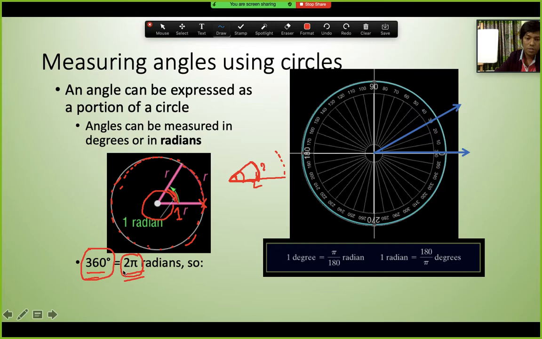Let's try to make some formula so that we can use it in our regular maths. Then 2 and this we can cancel out. We get 180 equals pi. 180 degrees equals pi radians. Then 1 degree equals pi divided by 180 radians, and if we want 1 radian, we send this pi down here, and 1 radian equals 180 divided by pi degrees. We can just start working from here for our regular maths solving.